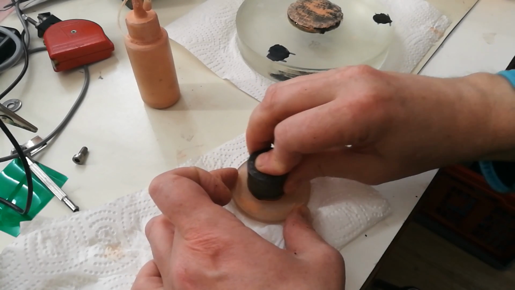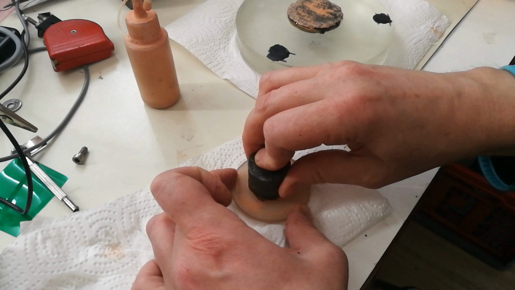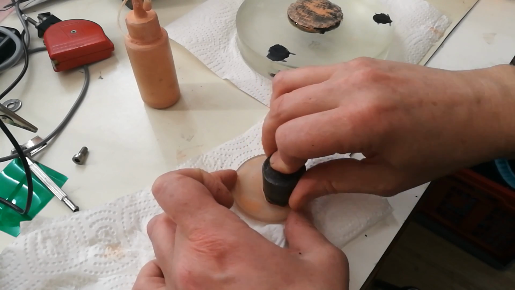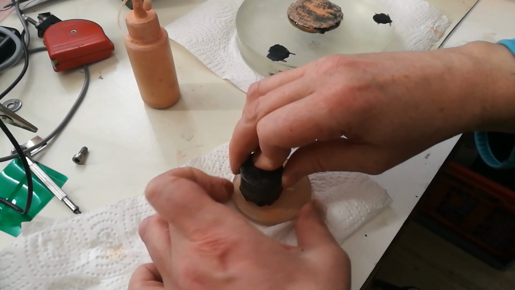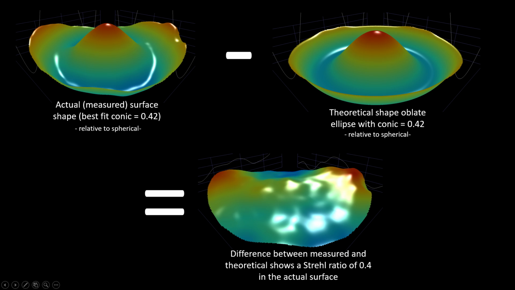When I was busy correcting the bump in the center and doing more measurements, I realized that the best fit conic value and accuracy of shape for this particular conic value are two completely separate things. In other words, if you look at the initial shape, the best fit conic is 0.42. But if we compare the shape with a theoretical shape based on the same conic, we see that there's quite a big error in the surface shape.